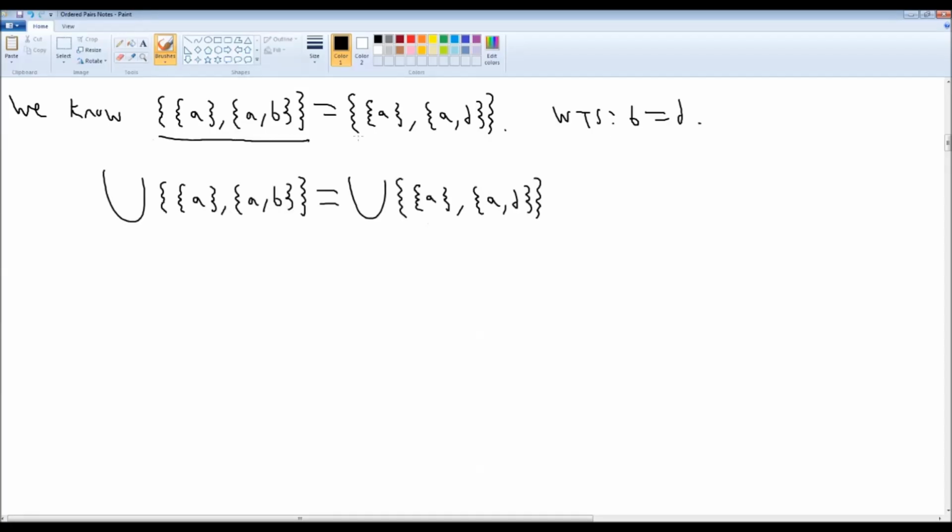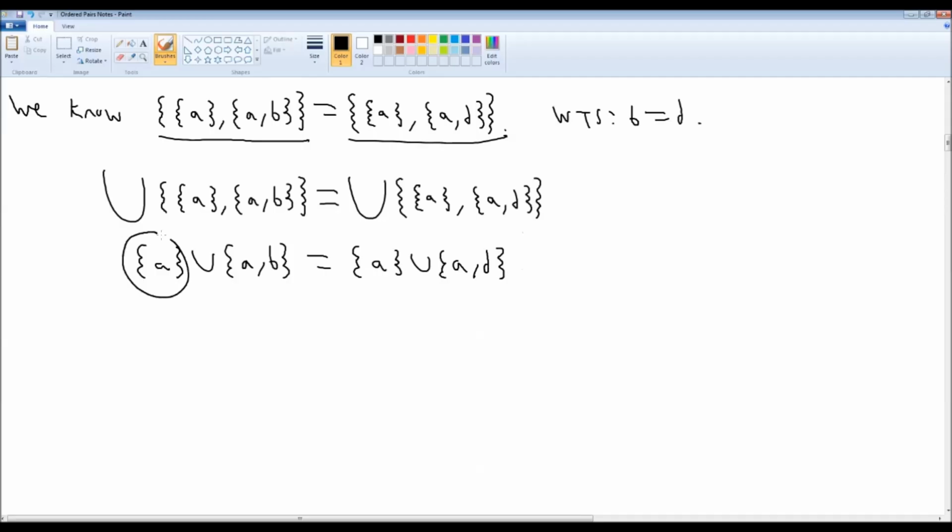Well, since these guys are equal to each other, then their arbitrary unions must be equal to each other as well. But what is this? This just simplifies to first guy union second guy. In other words, singleton A union this guy. And likewise, this arbitrary union simplifies to this guy union this guy. So singleton A union A comma D.